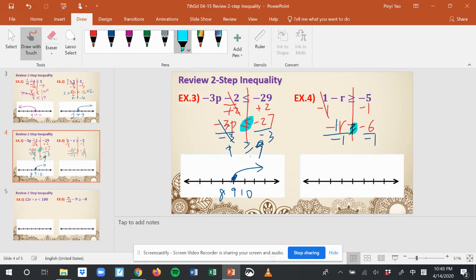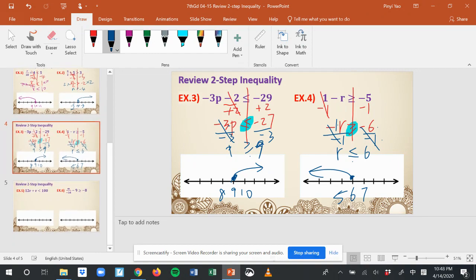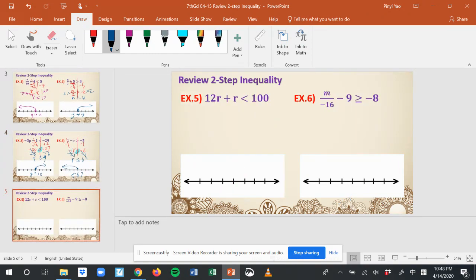And again, we are dividing by a negative. So that sign needs to flip into less than or equal to. So the answer is r is less than or equal to a positive 6, since it's negative 6 divided by negative 1. So 5, 6, 7. Since it has an equal sign, it's a solid dot at 6. Our sign is pointing to the left, so the arrow is also going to point to the left. Now 2 more examples.